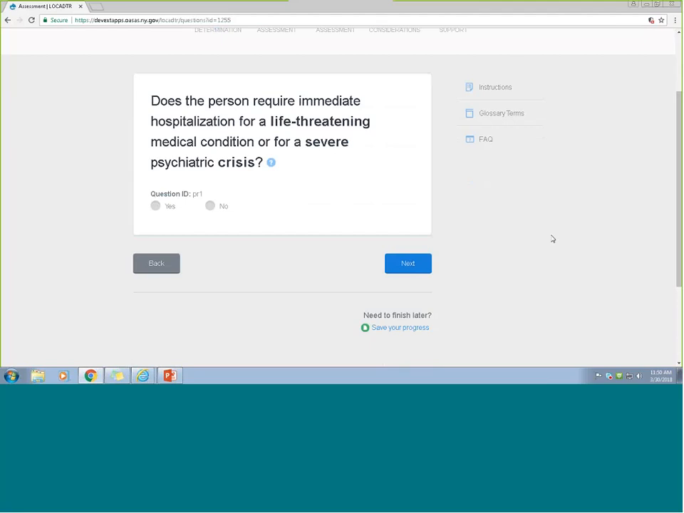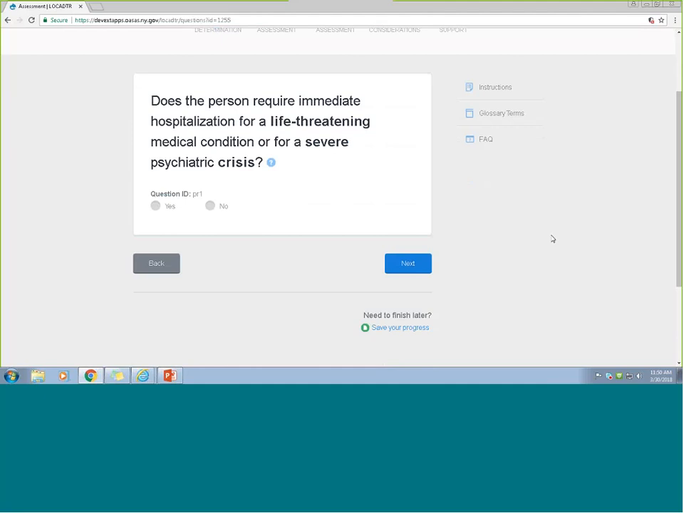I'll stop there, Pat, because I think people are very familiar at this point with the Locator 3.0, but I wanted folks to see how the concurrent review module works in conjunction with the Locator 3.0 questions. Is there anything else, Pat, that you think folks should keep in mind as they work with the concurrent review module or working with it in terms of their relationship with the managed care organizations and communicating with them?